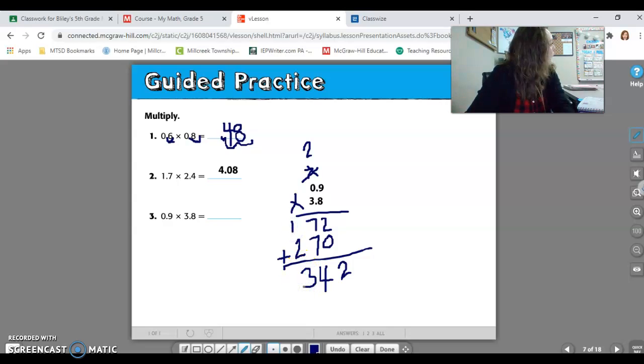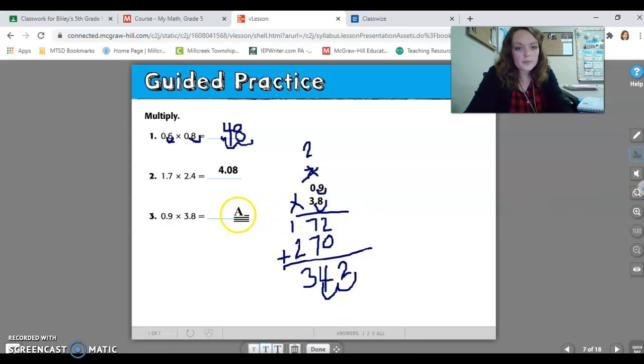Now I need to figure out how many decimals I have. I'm going to look back at my original problem, move my decimals to the right. I moved both, one here and one here. 1 plus 1 is 2. I'm going to go to the end of my answer and move 2 spaces to the left. So my answer for number 3 is 3 and 42 hundredths.